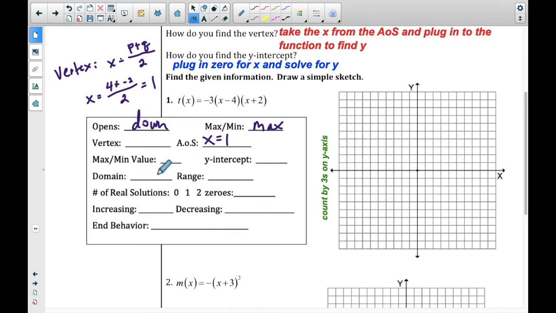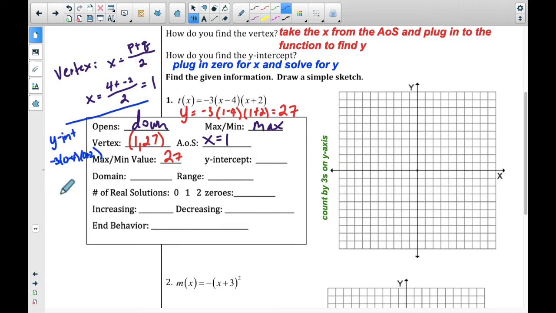For the vertex, we do just like we did with the other one. We're going to take that 1 and plug it into the original equation and solve it to find our y value. Okay, so we come out to be 27, and that is why we had to count by 3s, because we have to get up high enough to get to 27, because our vertex is going to be (1, 27). And so that means our min or max value, which in this case is a max, is 27.